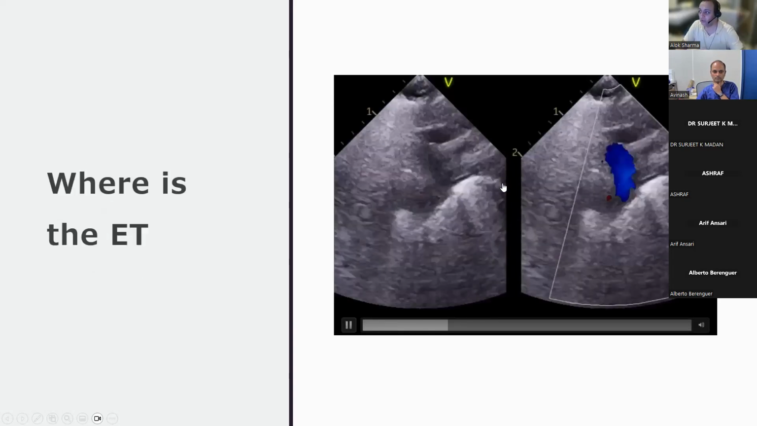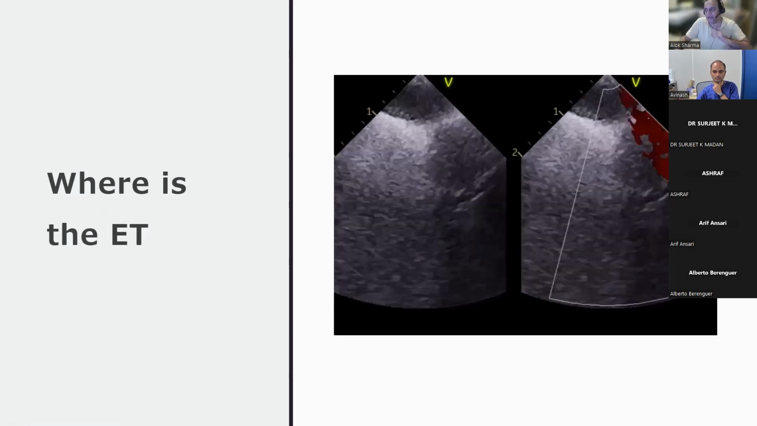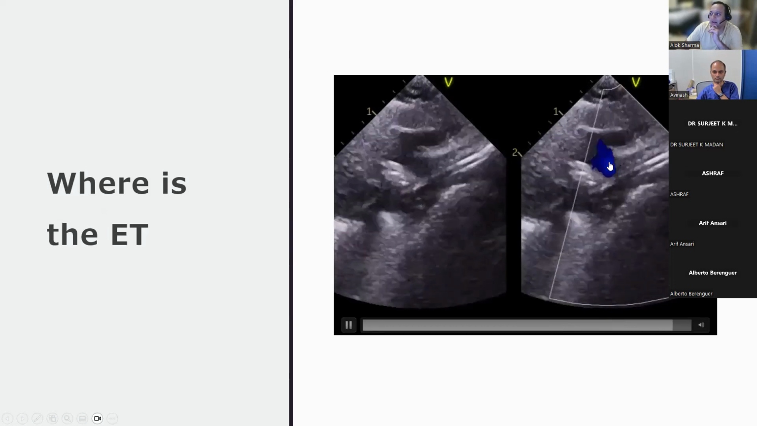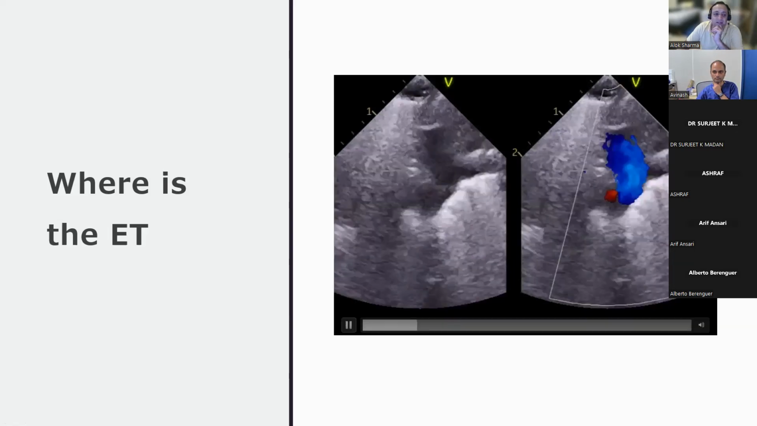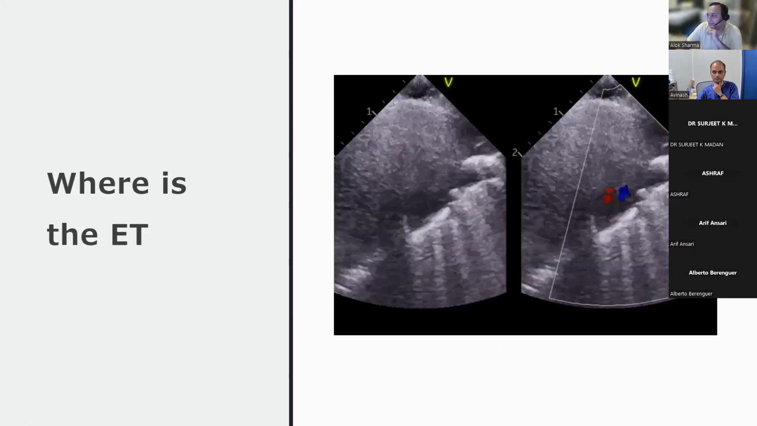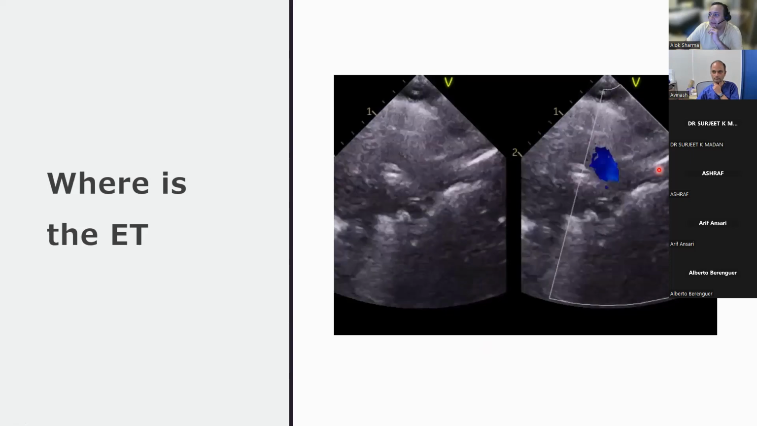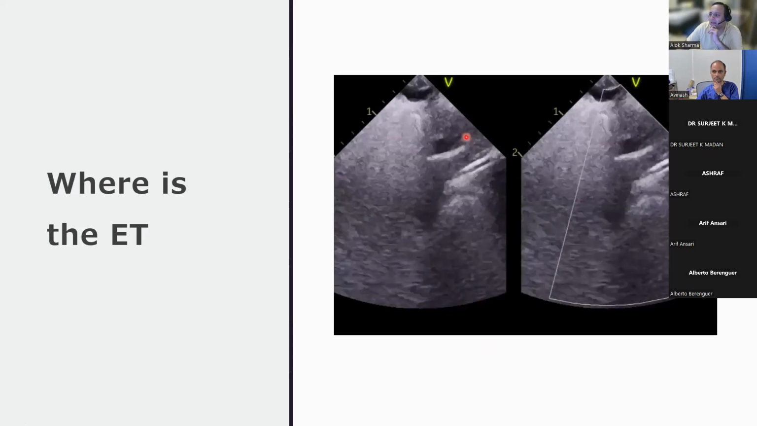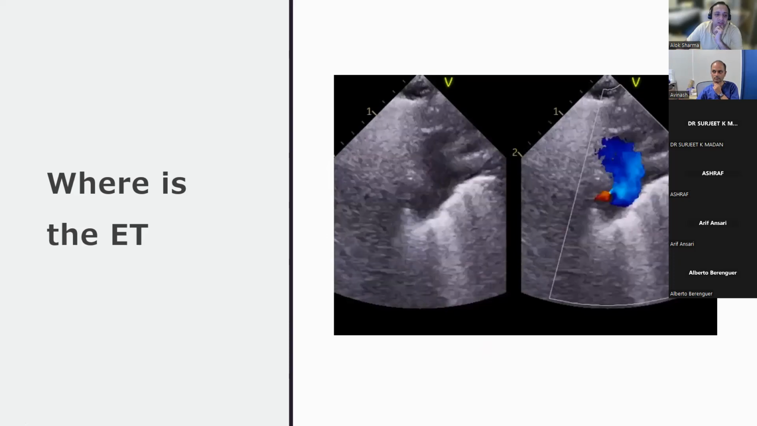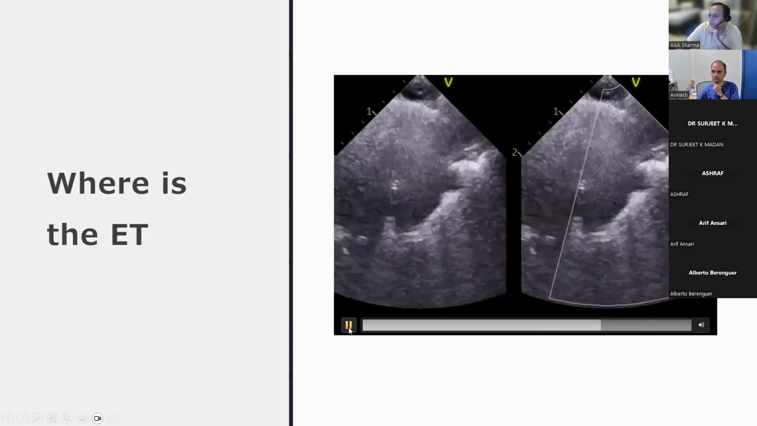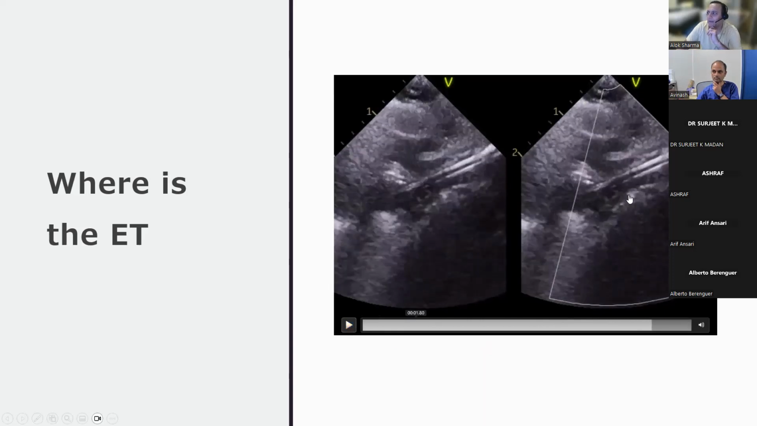Now, for those of you who know how to look at airway ultrasound, and we'll teach you this, this is the arch of the aorta that you see here with blood flow. And this is your ET tube, your endotracheal tube coming in from the left. Can you see it? I'm just going to freeze it for you so that you can see it. So this is the aorta. These are the branches of the aorta. And that is your endotracheal tube coming through.